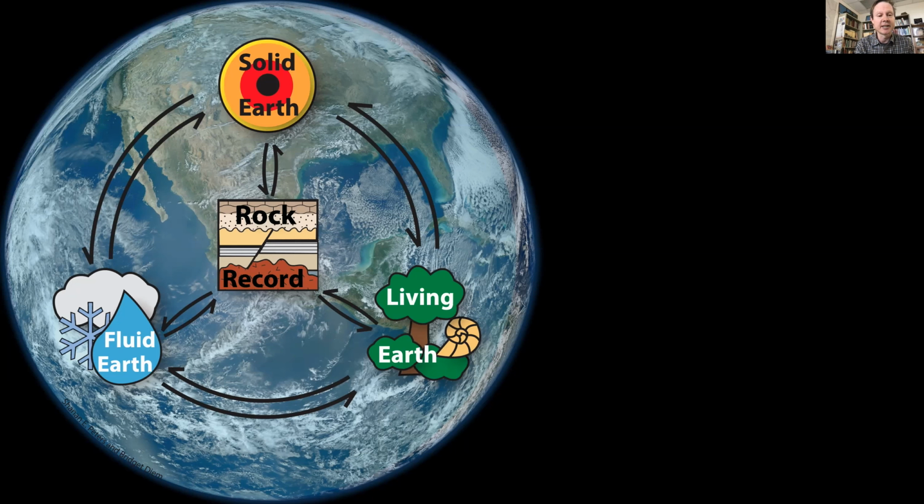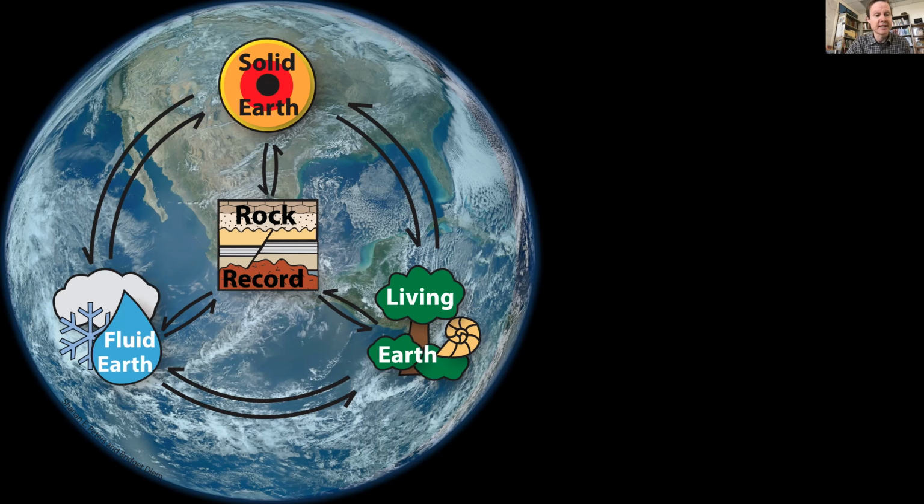But these arrows in this diagram go two ways. Quantitative understanding of the rock record as a whole really allows us to better understand the coevolution of Earth systems, because the rock record itself plays an important role in how these Earth systems interact. And without a quantitative understanding of the rock record itself, we're missing a key ingredient in our understanding of the long-term evolution of the Earth system.